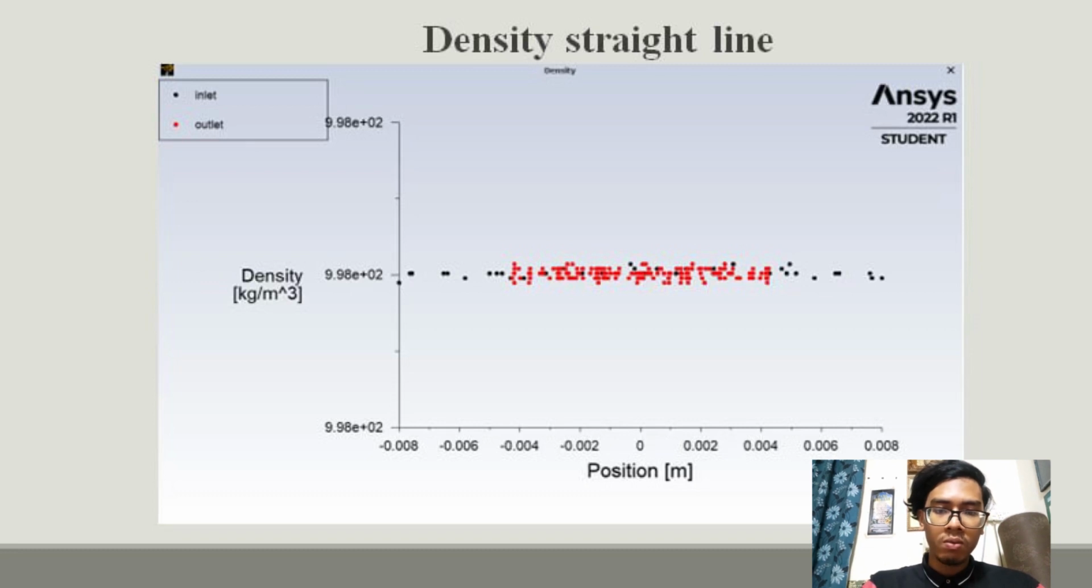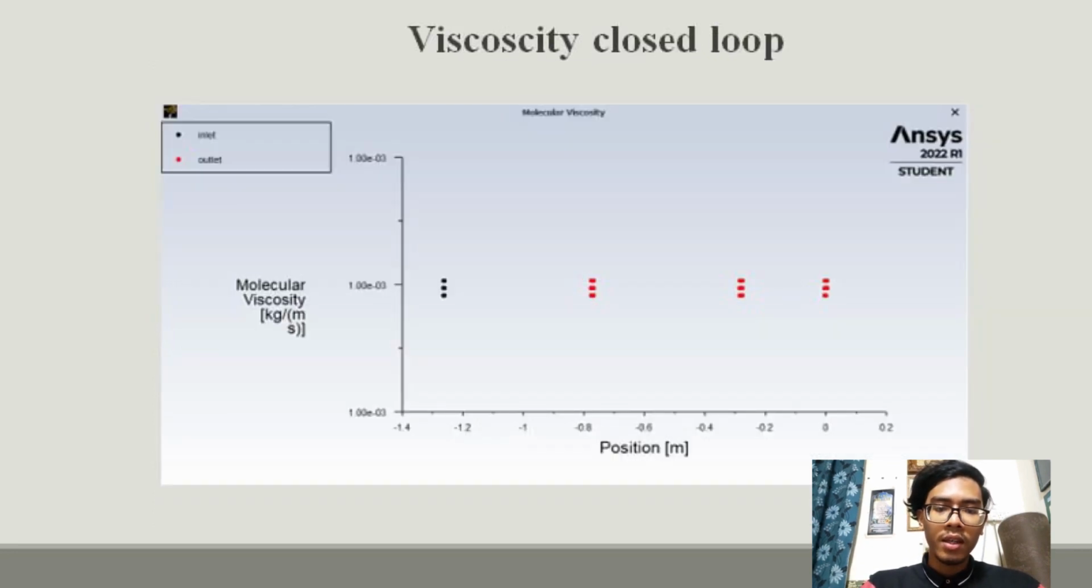Next, for the viscosity closed loop, it has 3 points for the inlet and outlet: the inlet has 1 position, and the outlet has 3 positions. So the molecular viscosity is around 1 exponent negative 3, and the position is still the same as for the density and velocity.